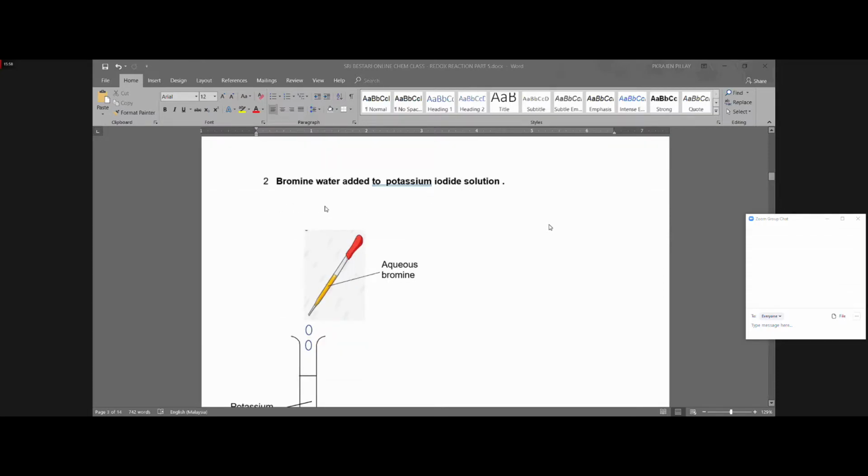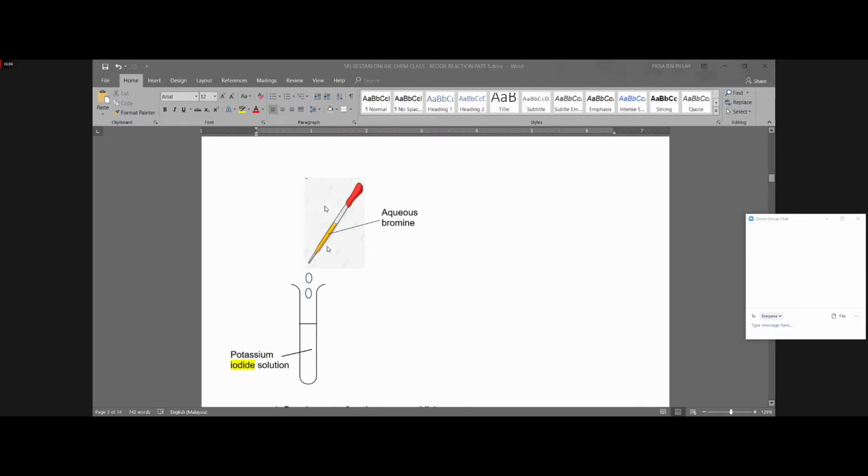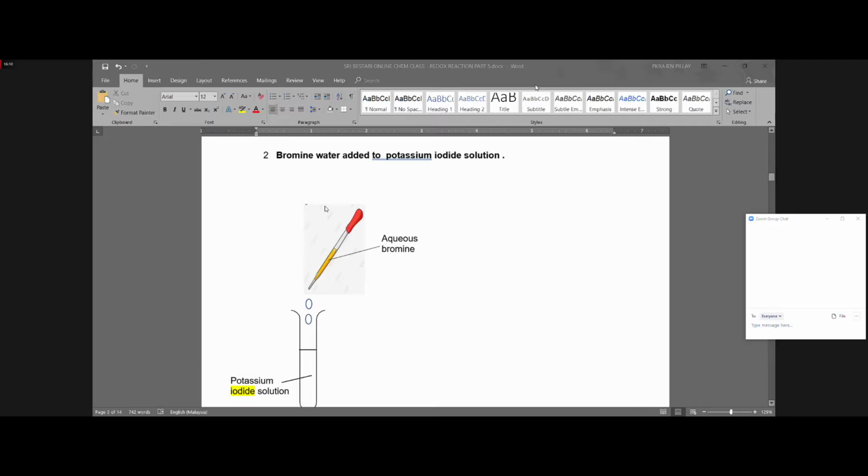Okay. All right. So now what I'm going to do, I put like a dropper there. Aqueous bromine is here, and then potassium iodide is here. So you're adding a few drops. Again, as I told you, any diagram there, you write down which is your oxidizing agent and which reducing. So this one is your oxidizing agent. Put OA there.